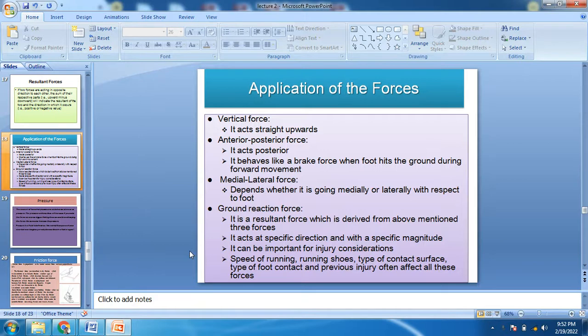Ground reaction forces. Now, it is the resultant force which is derived from the above mentioned three forces: medial and lateral, anterior and posterior, and vertical. It acts in a specific direction and with a specific magnitude. It can be plotted for injury considerations, speed of running, running shoes, type of contact force, type of foot, and previous injuries, which often affect all these forces.